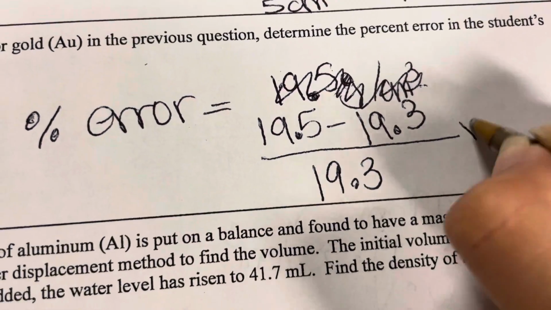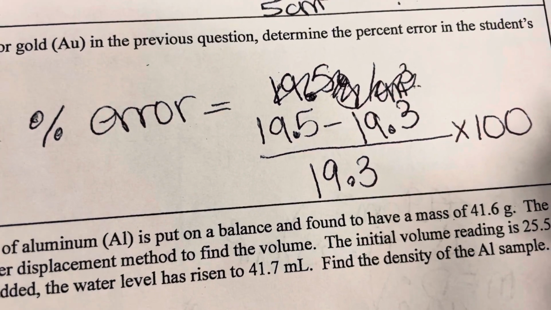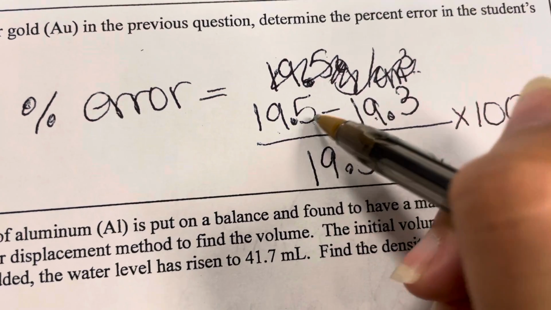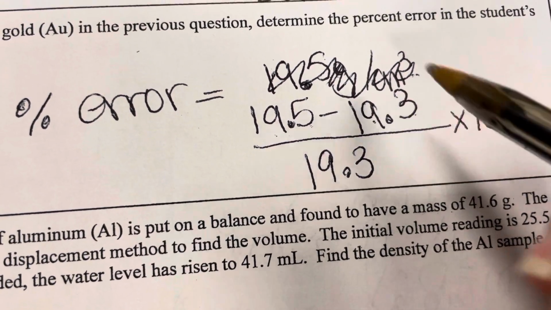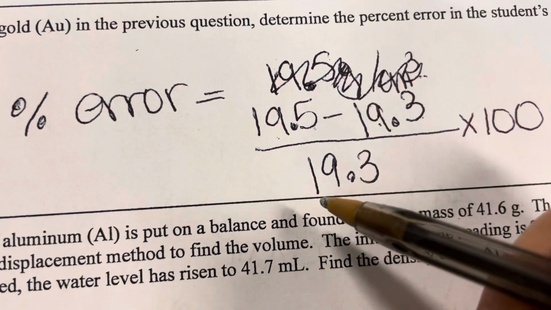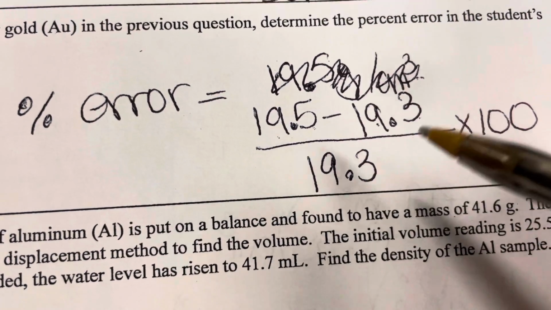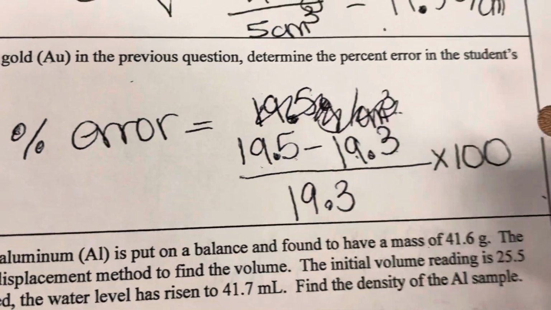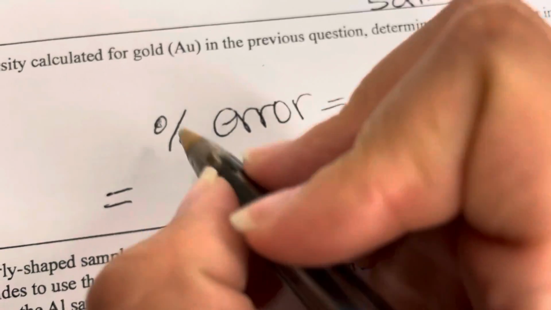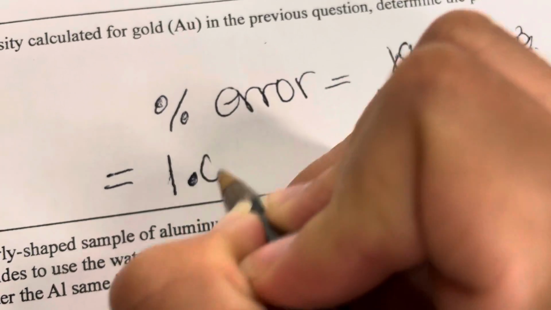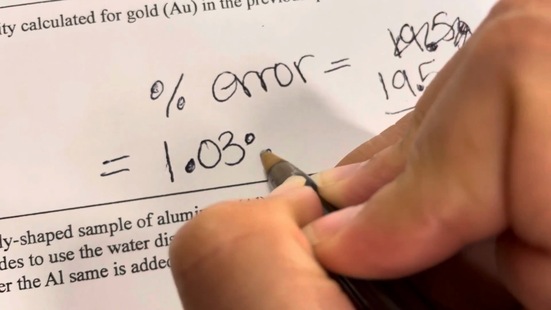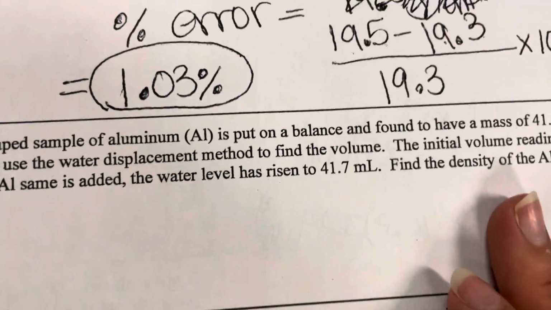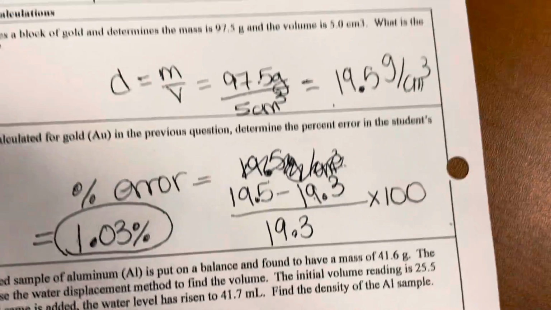19.3 times 100. Well, I can put this in my calculator. 19.5 minus 19.3, that's going to be 0.2, divided by 19.3, and then times it by 100. I'm going to get that the percent error is 1.03, and I'm just rounding it to 3 digits in this case, and that is it. This is how you calculate percent error.